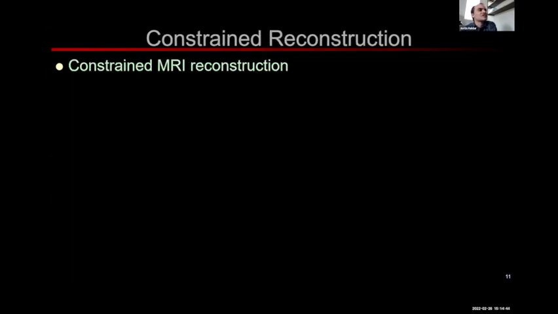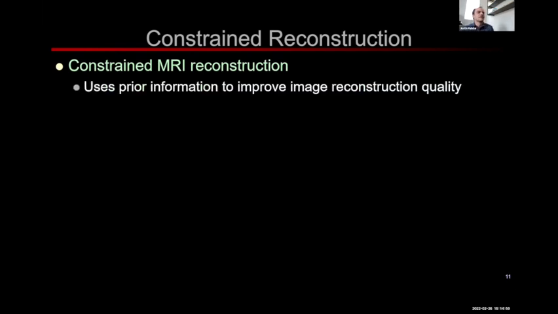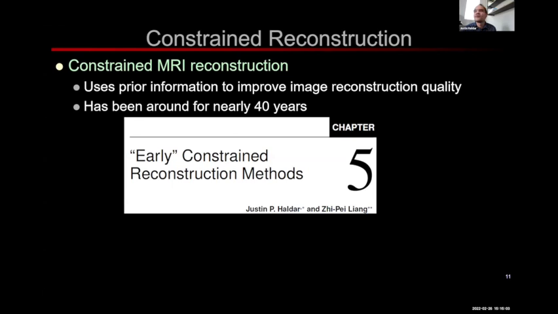And this is what brings us to constrained MRI reconstruction. So constrained MRI reconstruction is basically using some kind of prior information in order to do a better job of image reconstruction that gives us better quality images. This is something that has been around for nearly 40 years at this point. And for those of you who don't know the history of it, I think it's worth knowing the history of it. Jipei Liang and I have a book chapter coming out in the near future where we do a review of the early methods in this field.